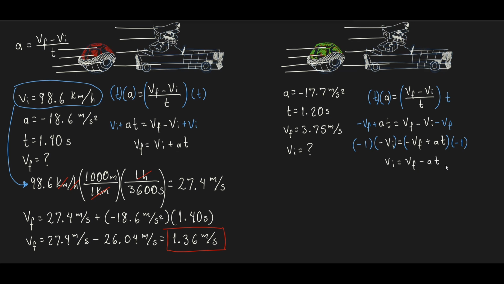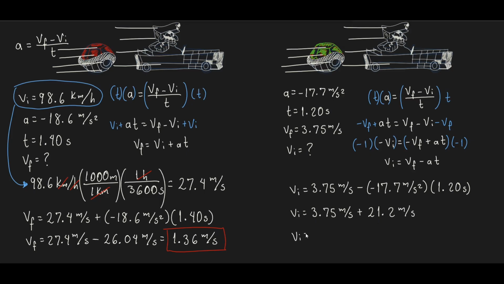Now we substitute initial speed equals 3.75 meters per second minus 17.7 meters per second squared times 1.2 seconds to get Vi equals 3.75 meters per second plus 21.2 meters per second, which gives us initial speed equals 24.9 meters per second.